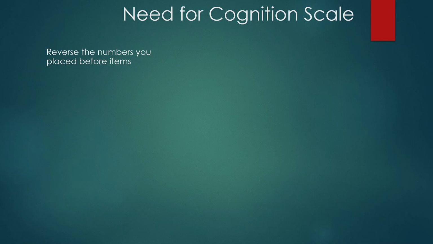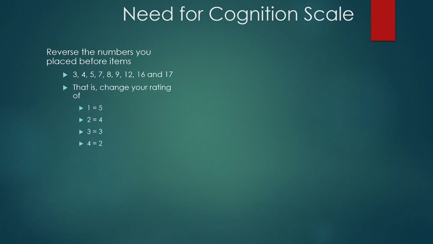So in case you played along, the first thing you need to do is reverse the numbers that you placed before items 3, 4, 5, 7, 8, 9, 12, 16, and 17. So what that means is if you gave it a rating of 1, you're going to change your answer to a 5. If you gave it a 2, change it to a 4, 3s stay 3s, fours will be changed to twos, and fives will be changed to ones. So you're literally and physically changing your score. And that's because those items were phrased in the reverse way of the need for cognition.